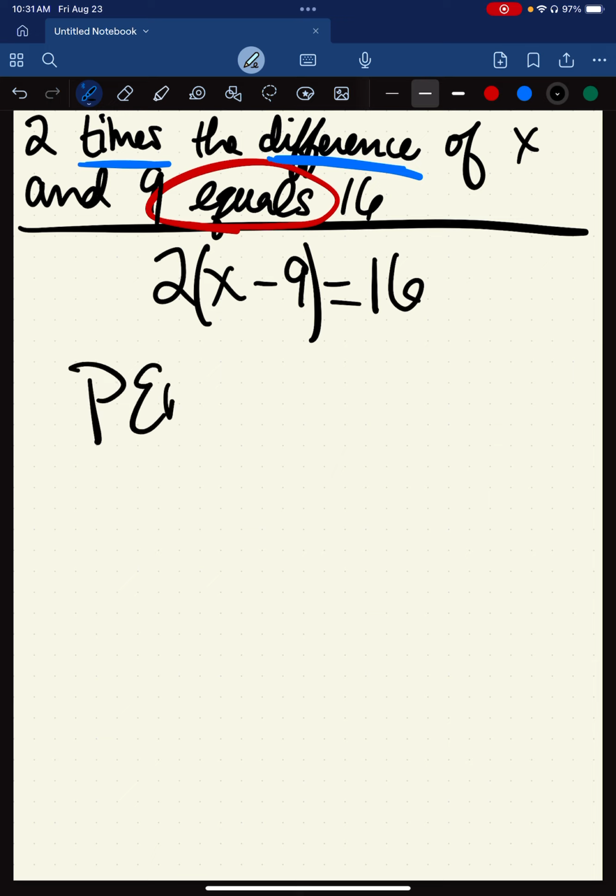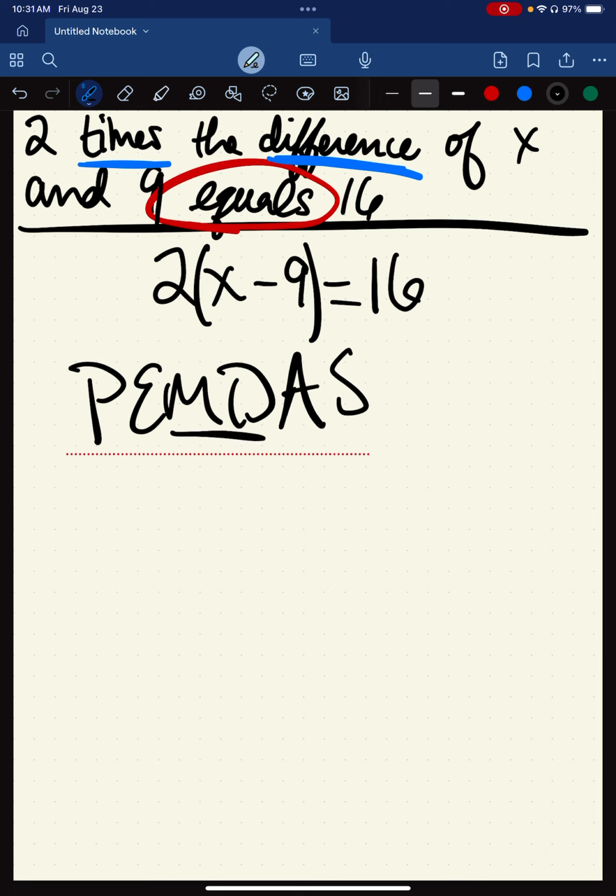we have PEMDAS. Right, multiplication and division are really the same operation. Addition and subtraction are really the same operation, right? Division is just multiplication by a fraction. Subtraction is just addition by a negative number. So whenever we were doing something to this x, we followed PEMDAS, right? First thing we're going to do is the parentheses, which is x minus 9, and then we're going to do multiplication. So we went this way.